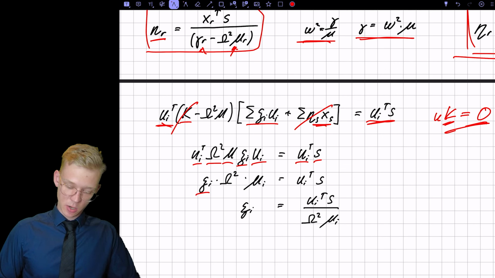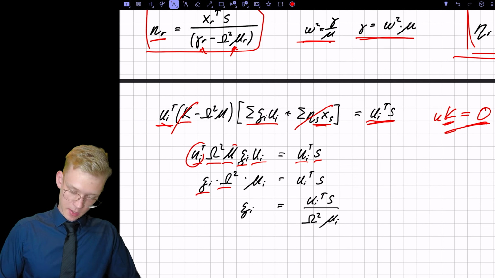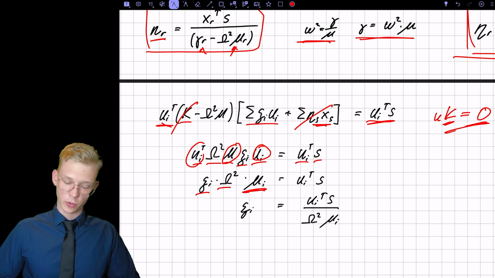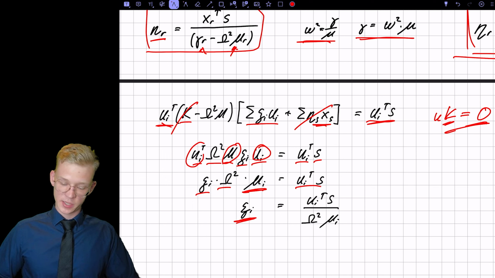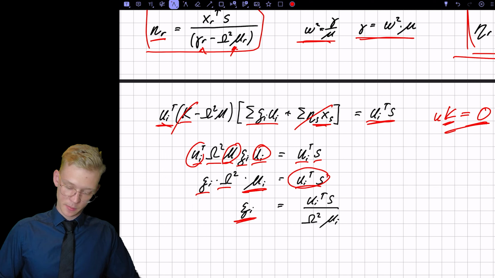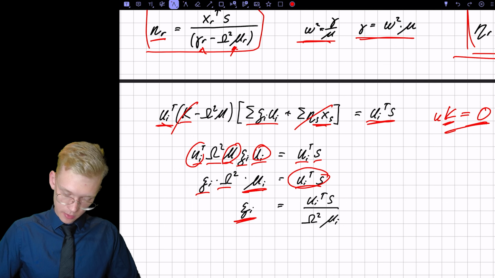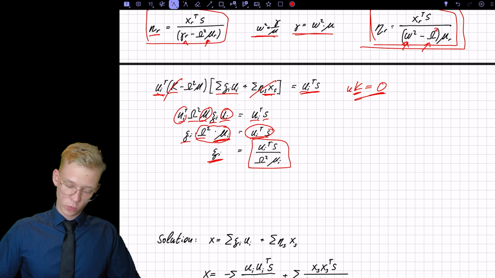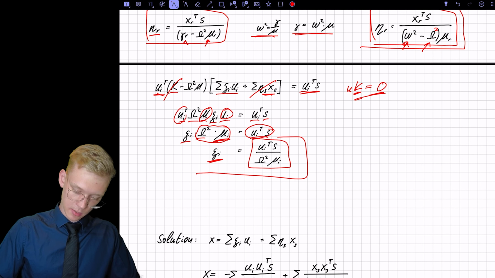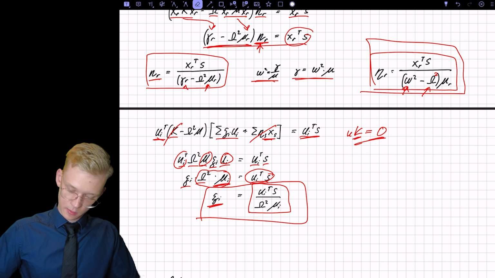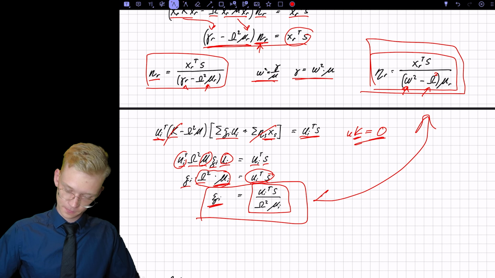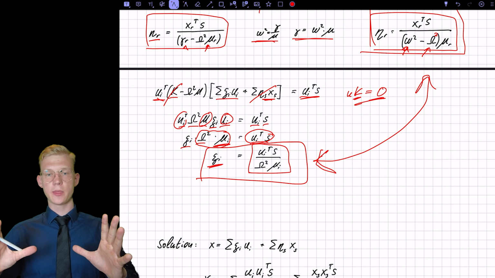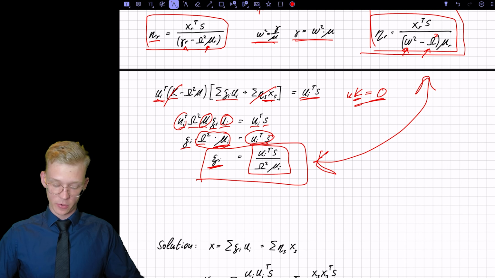So we have our xc omega. This, and this will turn into our modal mass. The right side stays the same. And if we want to solve for xc, we just divide this part by the modal mass, and we get this equation. So what we are left with is this one and this one. If you understand that, that is already very, very good.